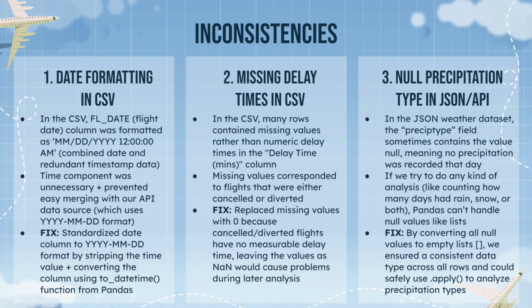Second, a lot of flights in the CSV had no value for delay time. These are flights that were canceled or diverted, so delay time doesn't exist. We replaced missing values with 0, meaning there is no measurable delay time. Finally, in the JSON response, the precipitation type field was sometimes null, which means the day had no rain or snow. But because some rows had lists and the others had nulls, pandas couldn't analyze the column consistently. We fixed this by converting all null values to empty lists.